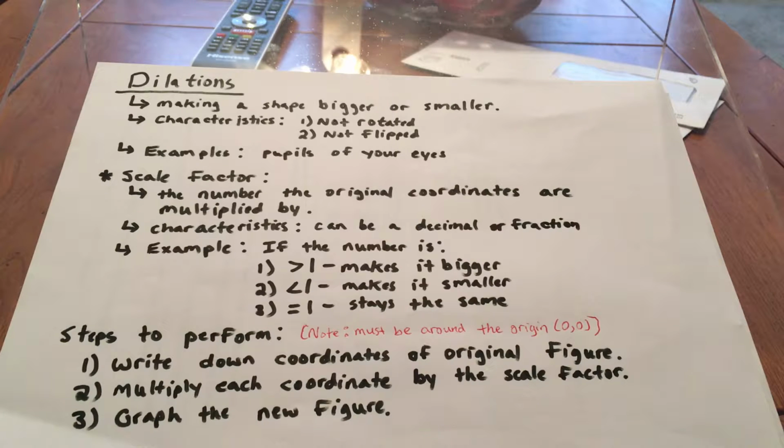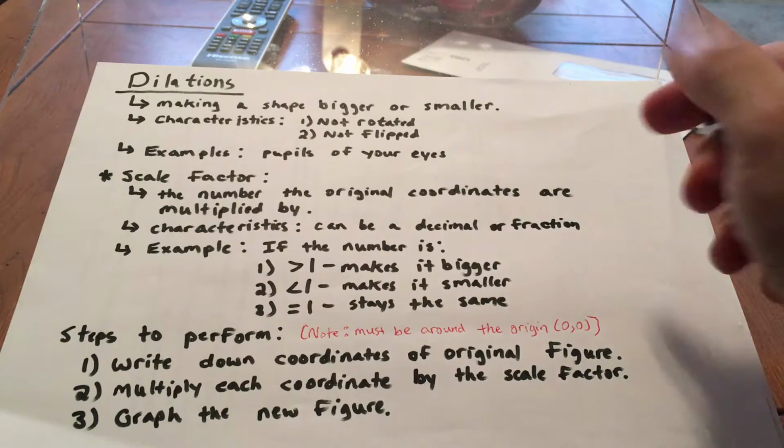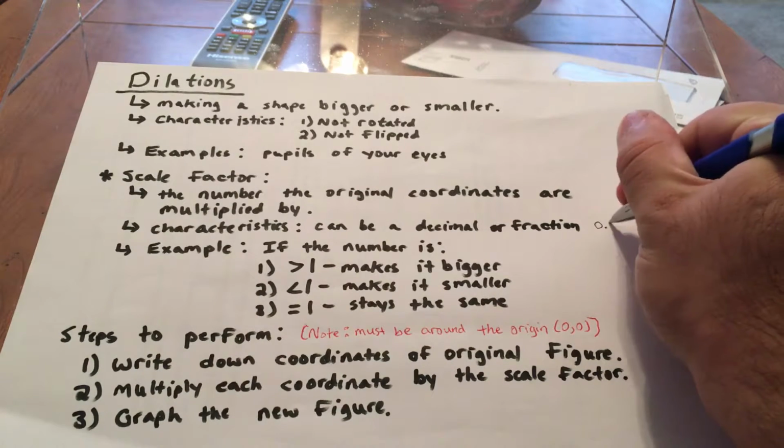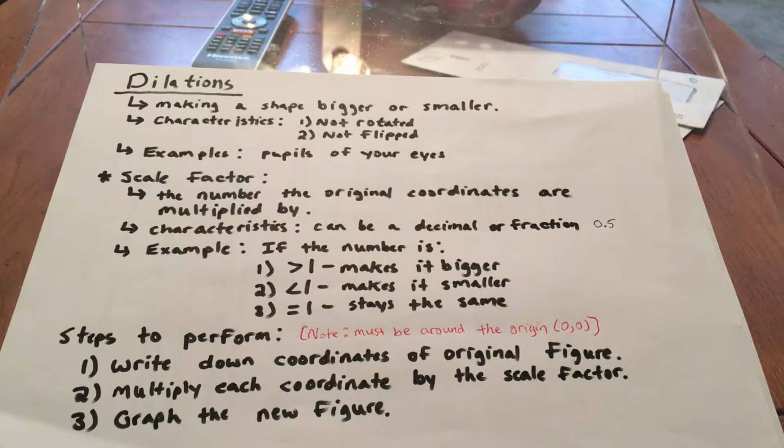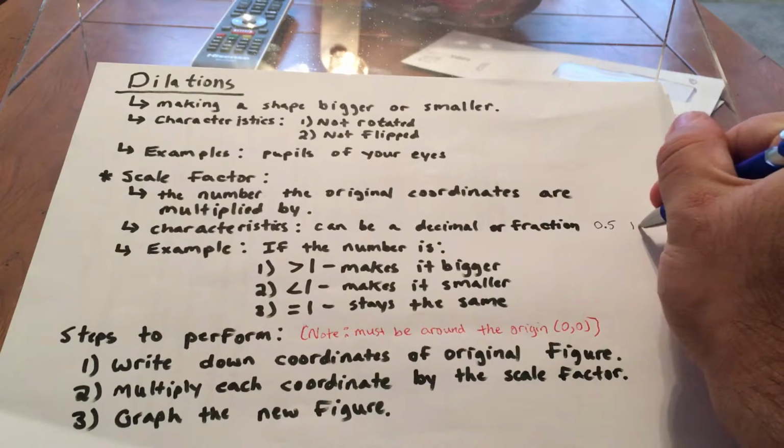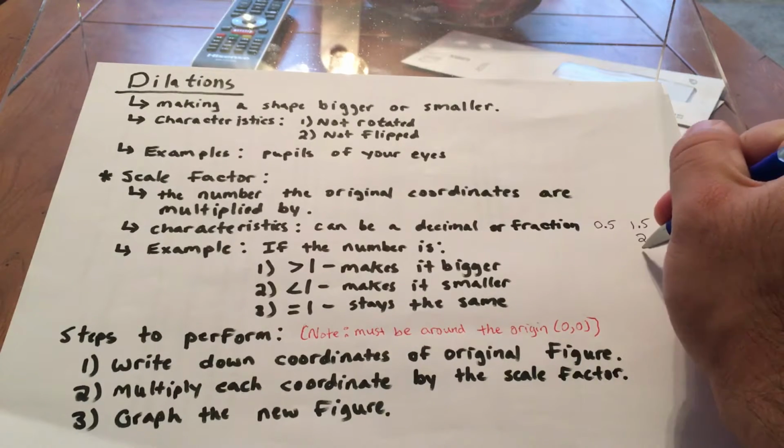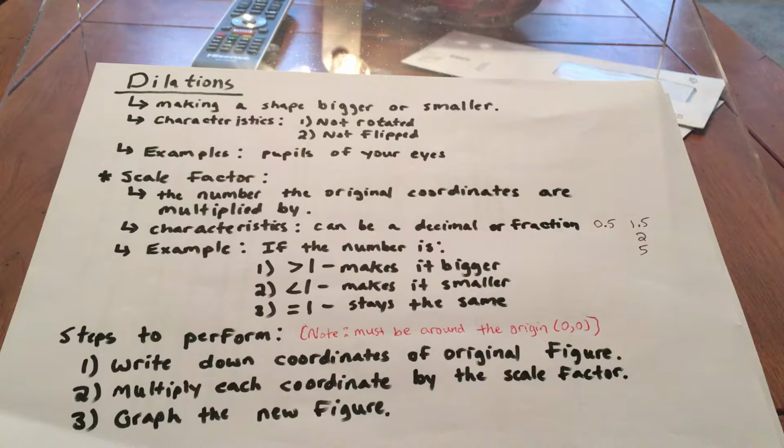decimal or a fraction. So what we're talking about when we have a decimal or a fraction might be something where we're shrinking something and you multiply the coordinates by like 0.5 or 0.75 or any fraction. Anything like that will shrink the figure, but it can also expand. So you could also have something like 1.5 or 2 or 5. All right, if you want to make the image really big.